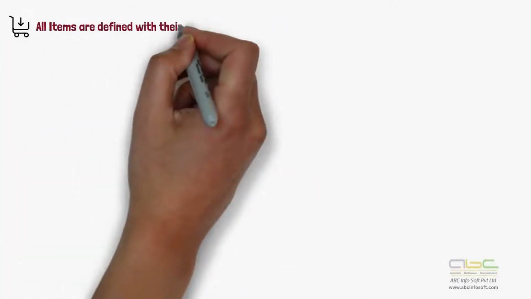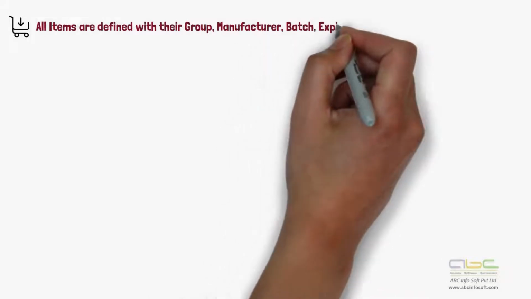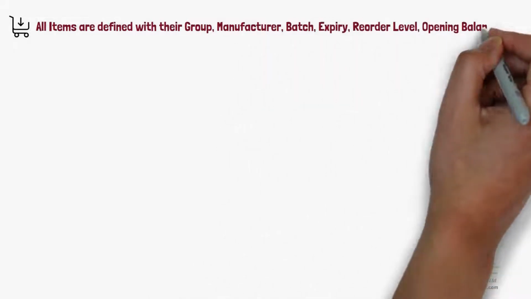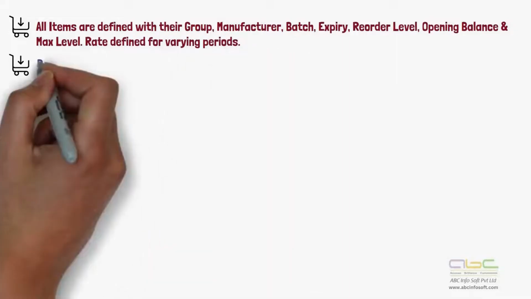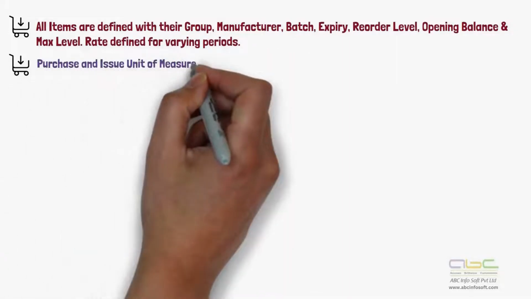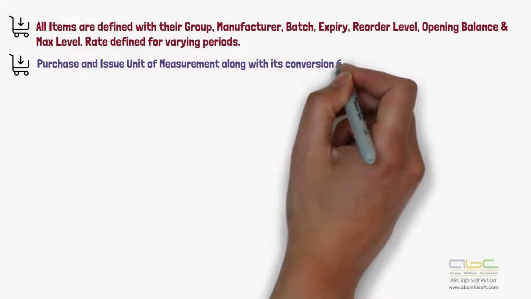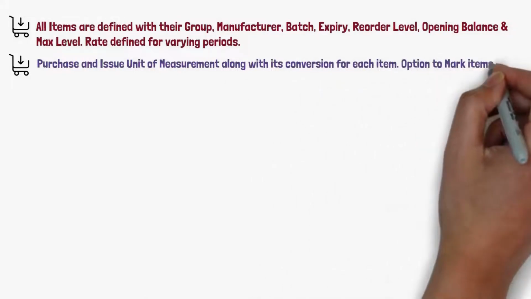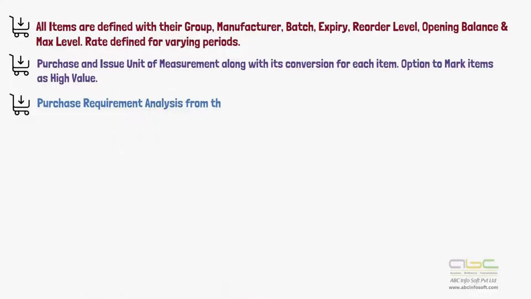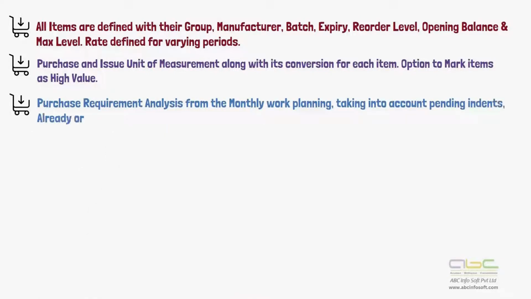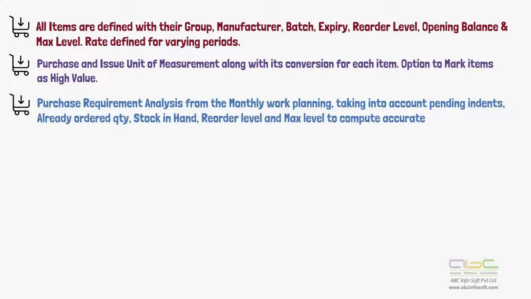Purchase key features. All items are defined with their group, manufacturer, batch, expiry, reorder level, opening balance, and max level. Rate defined for varying periods. Purchase and issue unit of measurement along with its conversion for each item. Option to mark items as high value. Purchase requirement analysis from the monthly work planning, taking into account pending indents, already ordered quantity, stock in hand, reorder level and max level to compute accurate item requirement for the month.